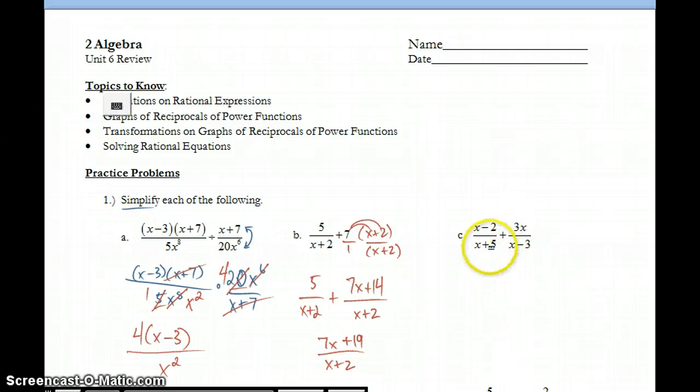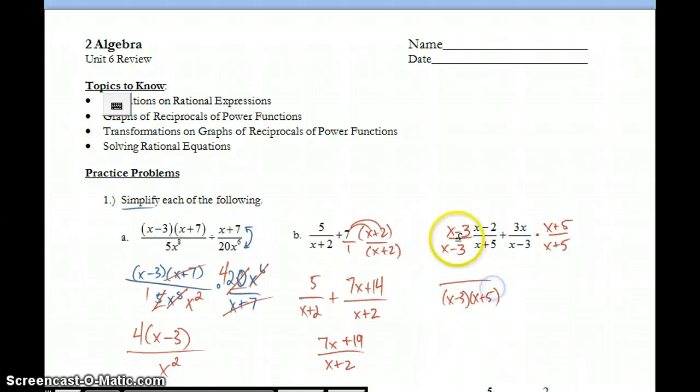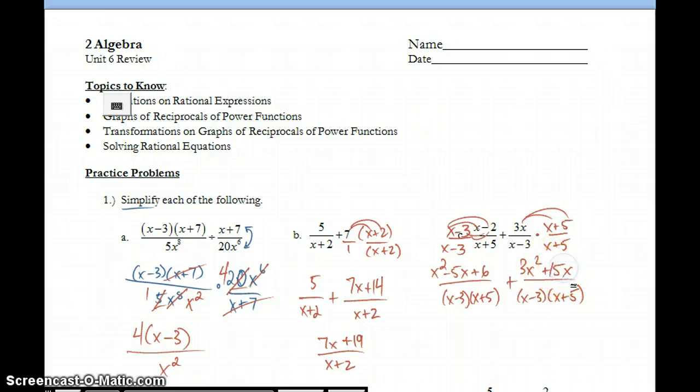The next question, same idea, fractions. Let's get a common denominator. So we're going to multiply our right fraction by x plus 5 and our left fraction by x minus 3. Take a second to note that the denominators are both x minus 3 times x plus 5. So we have x minus 3 times x plus 5. And the numerator, you distribute. You get x squared minus 5x plus 6 plus, same denominator because we wanted that common denominator. And in the numerator, we distribute. We get 3x squared plus 5 times 3, which is 15x.